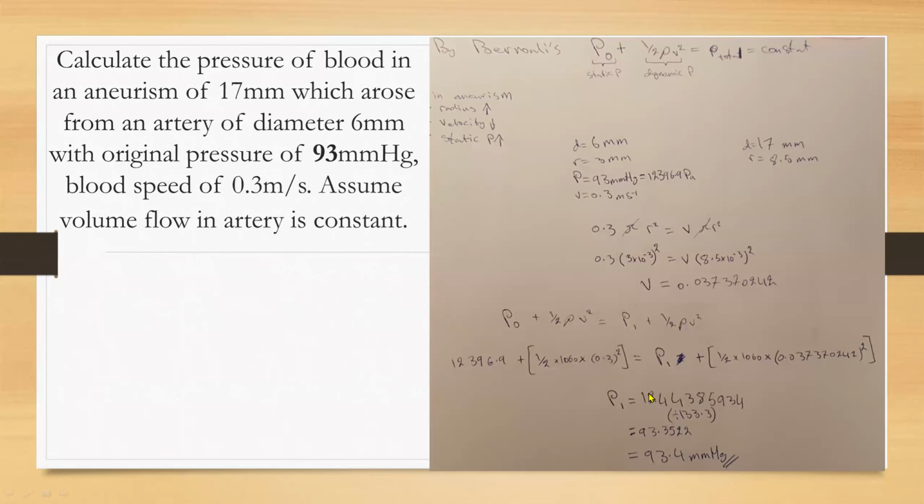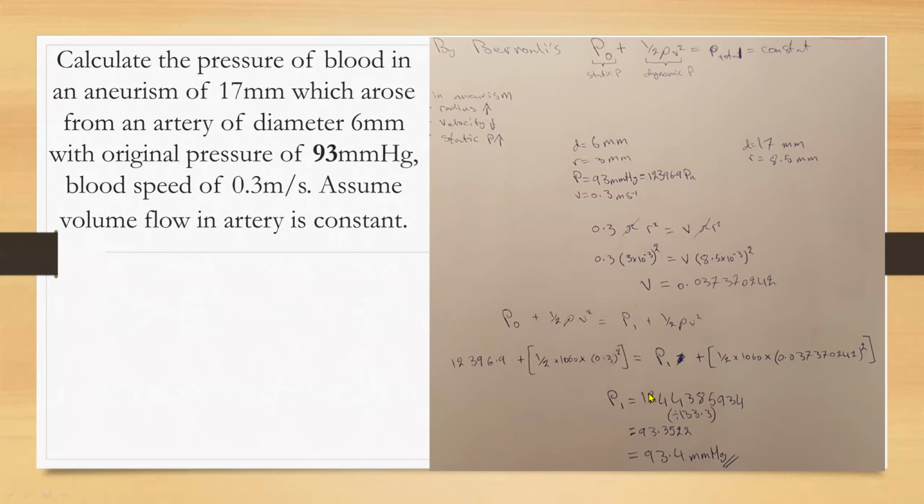So here we have this image according to Bernoulli's equation, as we also saw earlier, which is static pressure plus dynamic pressure, which is P plus half ρv square. In aneurysm, the radius increases, which means the velocity has to decrease because the volume flow is constant. And static pressure also increases because there's a lot of blood flowing through a particular cross-sectional area.